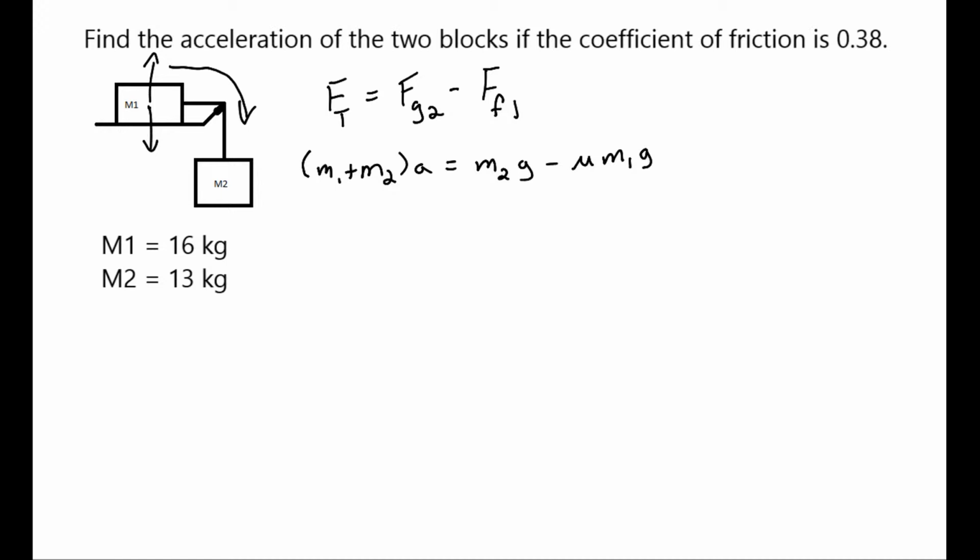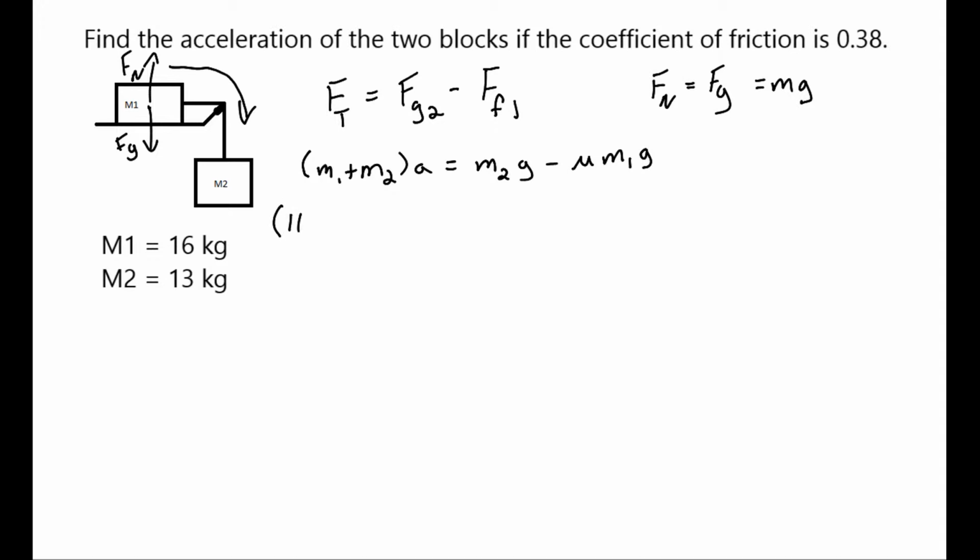Why is it M1 plus M2 times A? Because it's the mass of both blocks. We said Fn equals Fg for this one because those two forces are going to be equal. Fg equals Mg. That's always the case on flat surfaces. If there's an angle involved, it's going to be a little different.